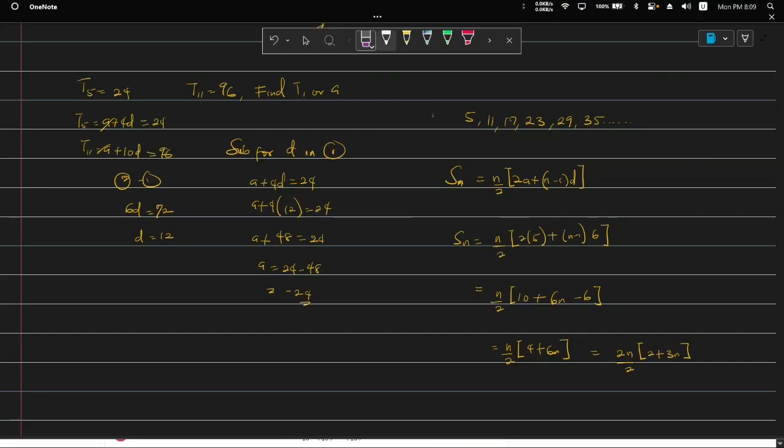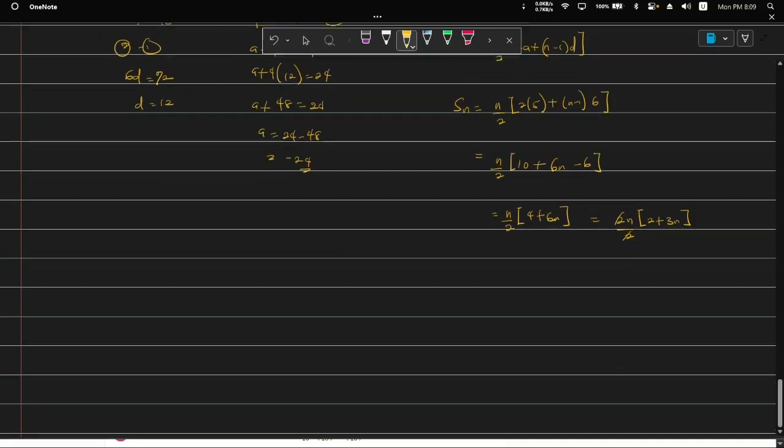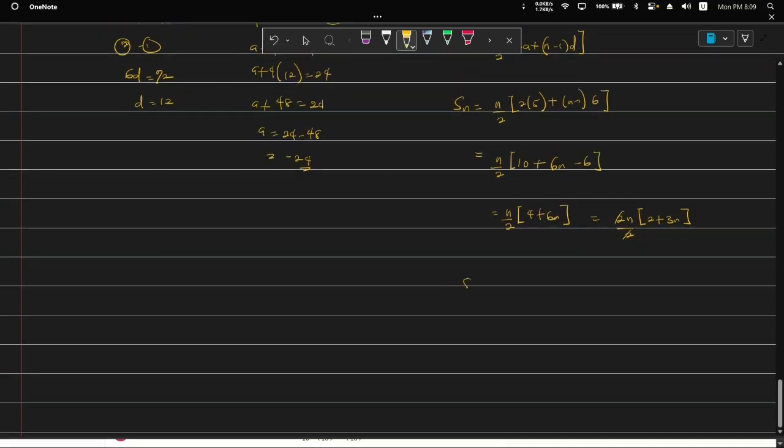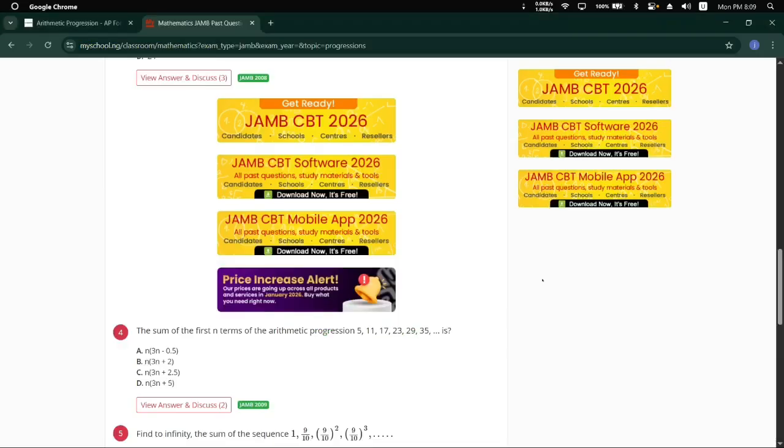So 2 cancels 2. And our Sn is equals to n into bracket 2 plus 3n. That's our final answer. And the answer is B. n into bracket 2 plus 3n. 3n plus 2 plus 3n is still the same thing.